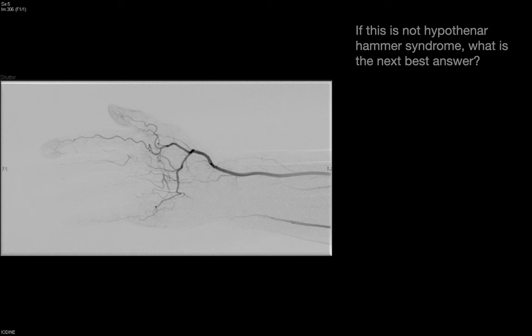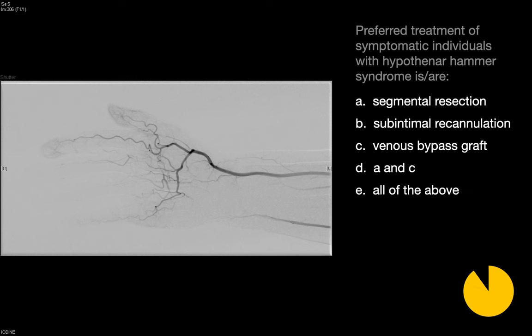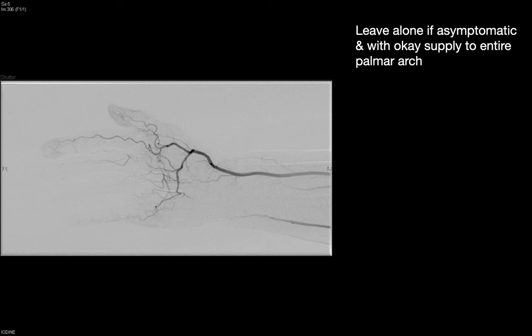So the next thing on our list would be Buerger's disease. The preferred treatment of symptomatic patients with hypothenar hammer syndrome is segmental resection or venous bypass graft. In patients who are asymptomatic and with an intact palmar arch, generally no intervention is usually necessary.